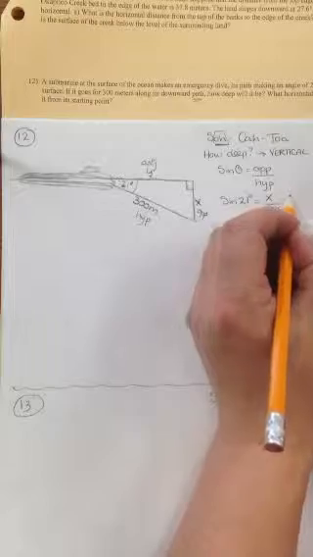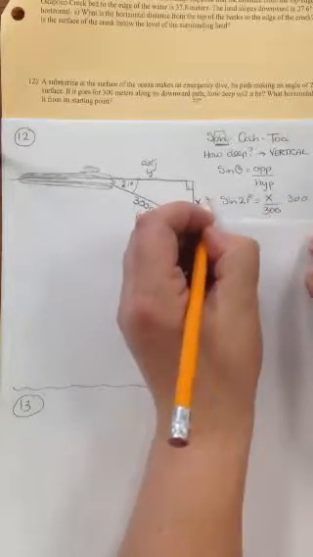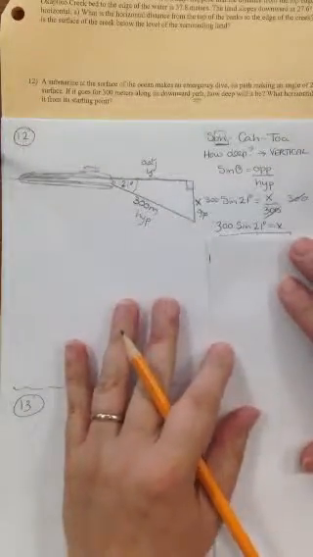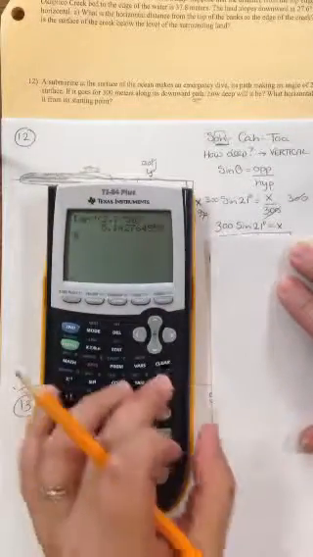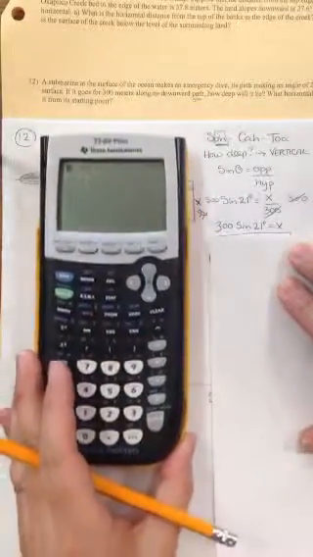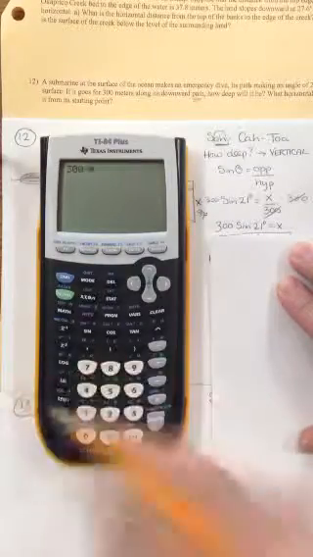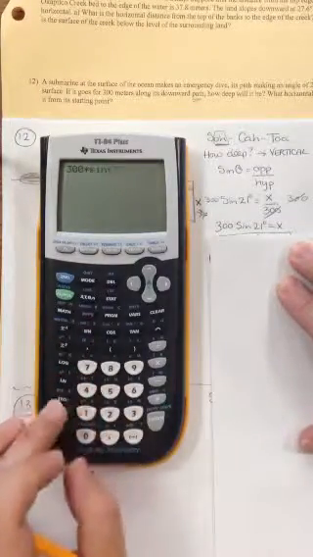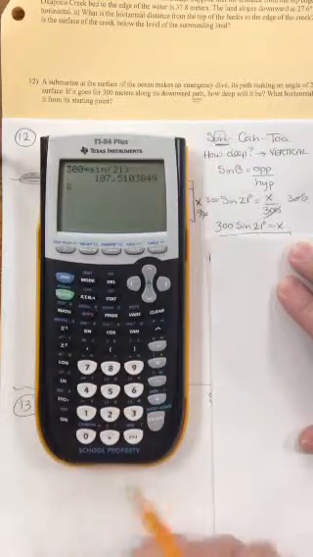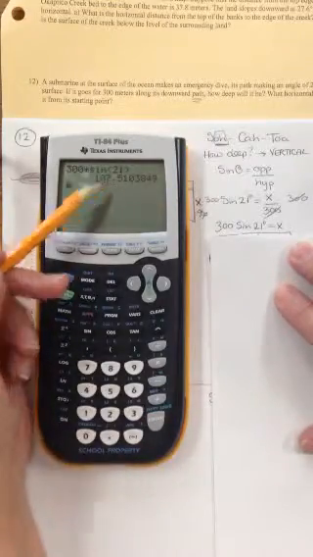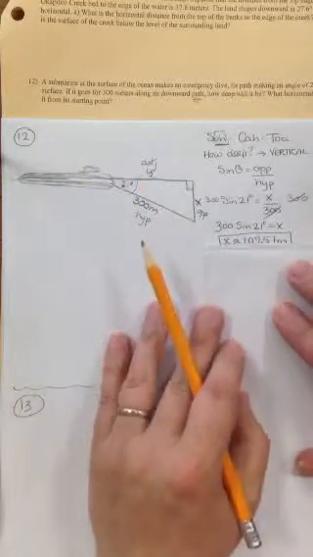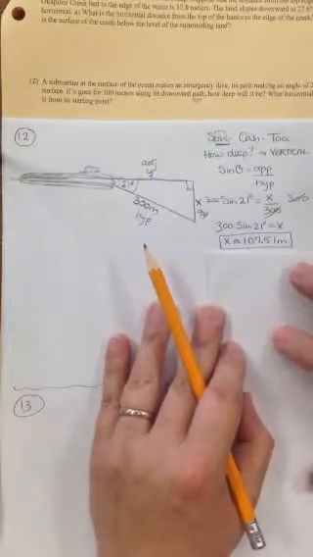Okay, I'm going to multiply both sides by 300 to get X by itself. Okay, and then I have X equals 300 sine 21, and we literally just type that in. Okay, 300 times the sine of 21, and it's about 107.51, and we're measuring it in meters. Okay, 107.51 meters. Okay, so that's the depth.